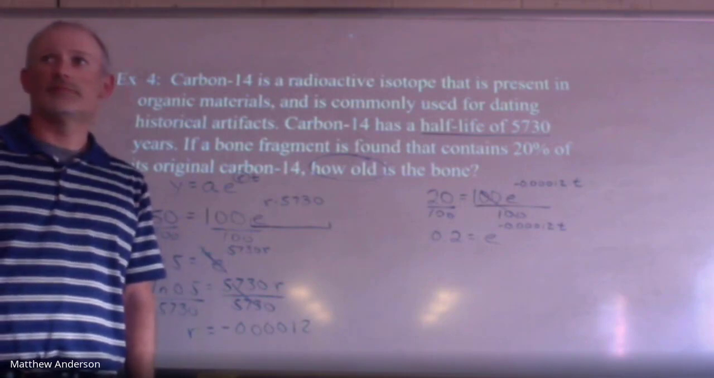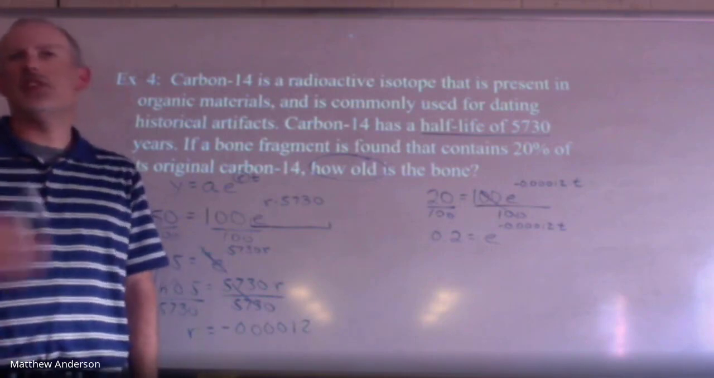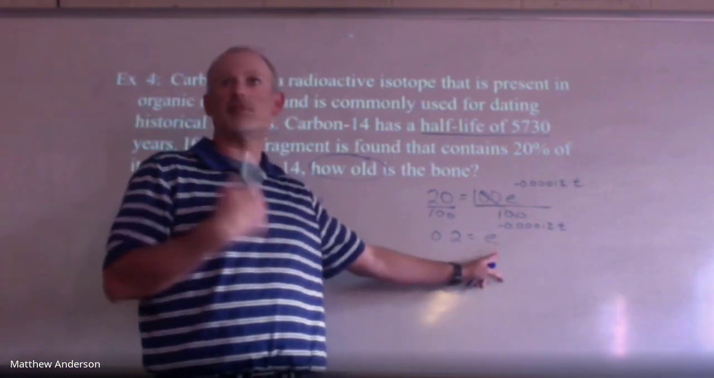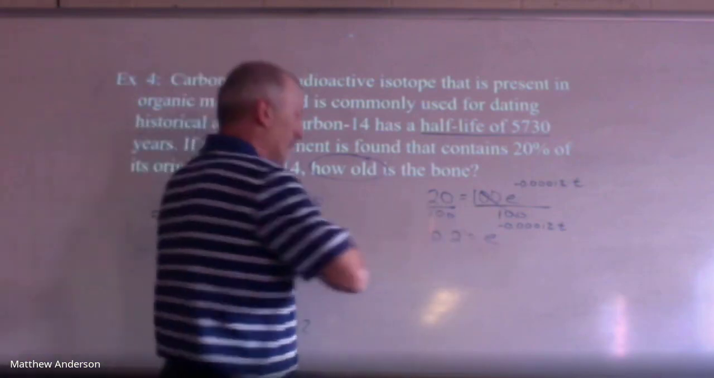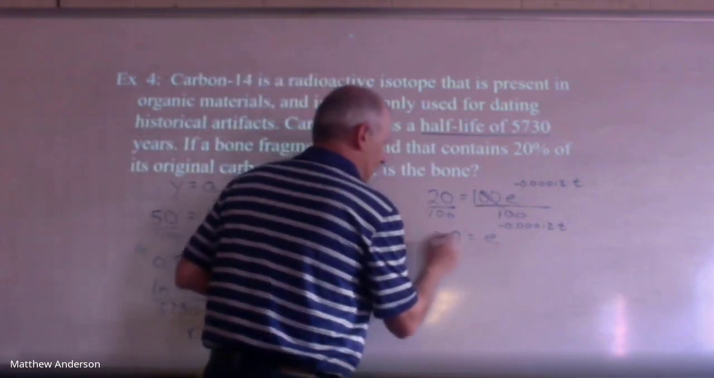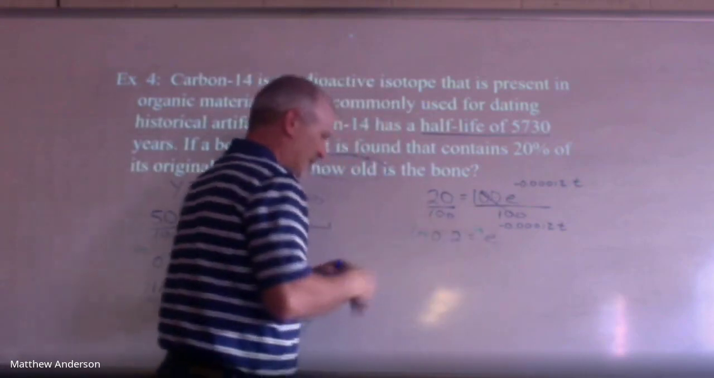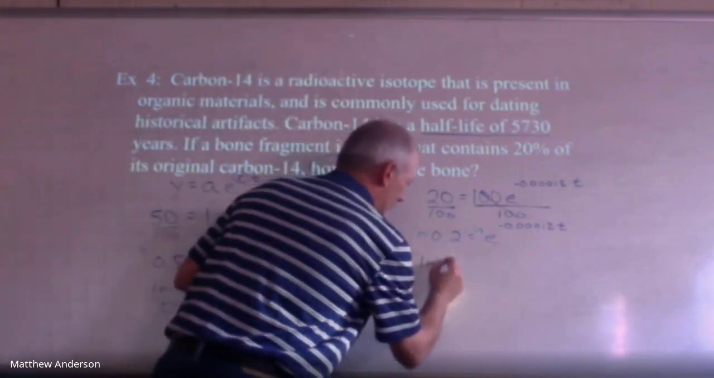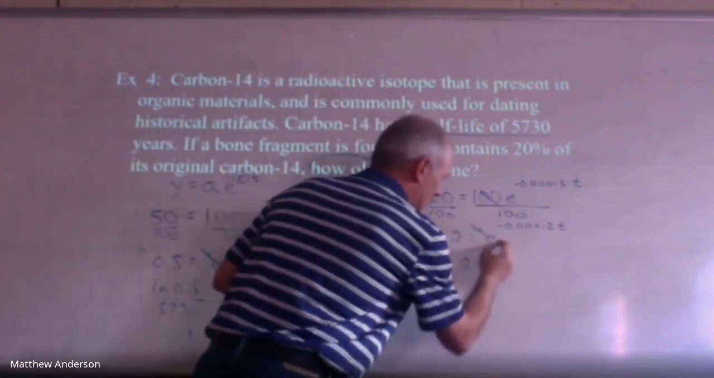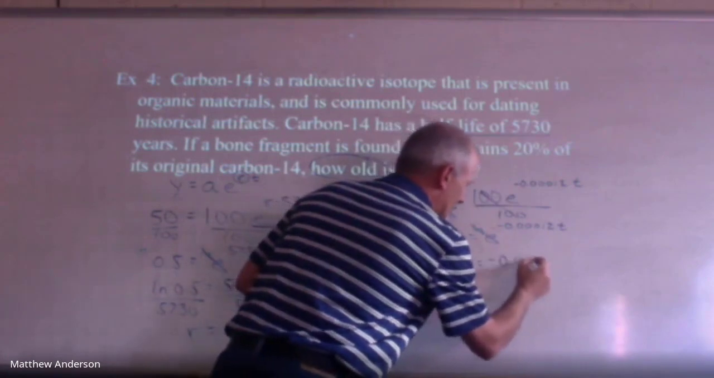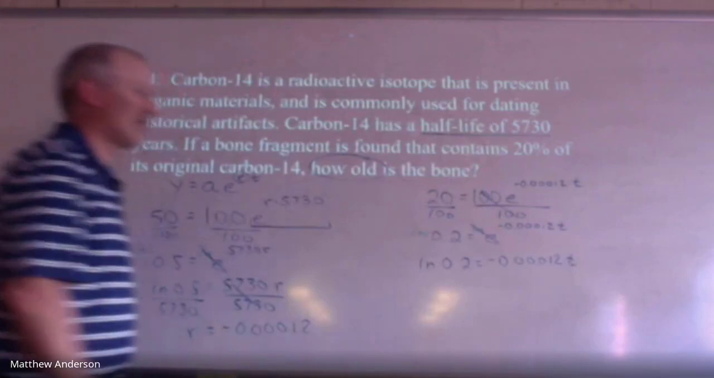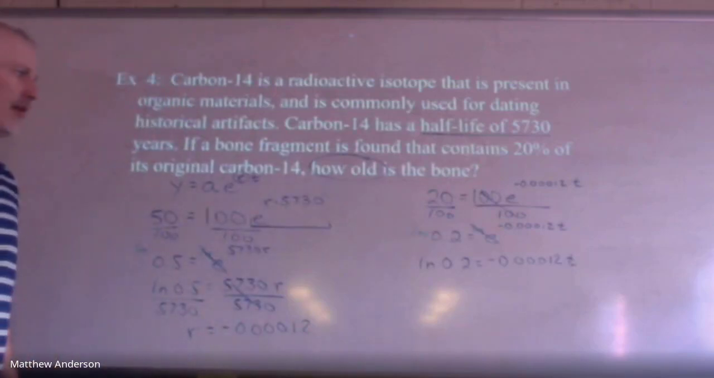The natural log. Yeah, and again, you can use any log, but for us in this problem with the base of e, natural log is much more convenient because it's going to cancel. So natural log of both sides. That will give us natural log of 0.2 equals, this cancels, negative 0.00012 t. And then what is our last step going to be?